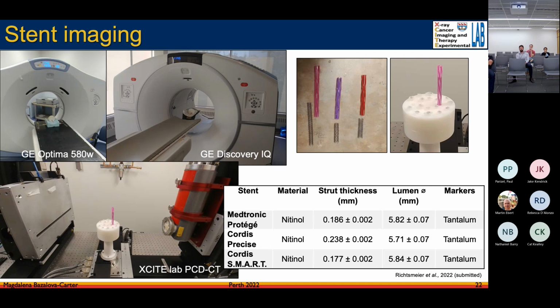We took all 3 stents and put them into straws that we filled with water, just to make sure that we had some material inside, because air wouldn't have been as interesting. And we scanned them with 3 different scanners: the GE Optima 580W, which is our CT simulator at BC Cancer; a diagnostic CT scanner, the GE Discovery IQ, which has very similar properties, but we wanted to make sure that we don't just use our CT simulator; and of course, the phantom in our lab.